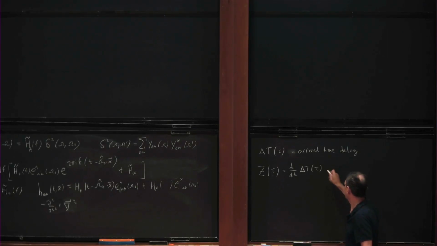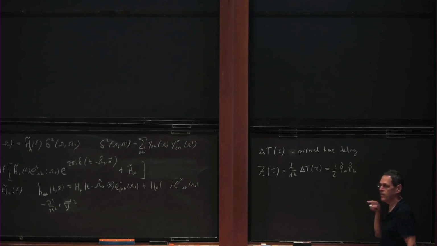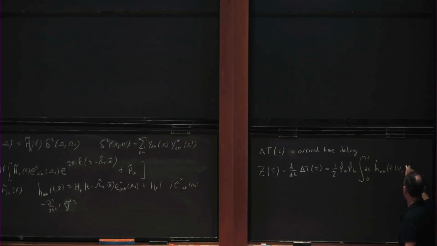Okay. And now the Sachs-Wolf formula is that this is 1/2 p^a p^b. So p is a unit vector pointing from us to the pulsar in this case. And then there's an integral, ds, from 0 to L, I'll write down the path again, of the time derivative of h, that's the derivative with respect to the first argument, evaluated at t along the path and x along the path.